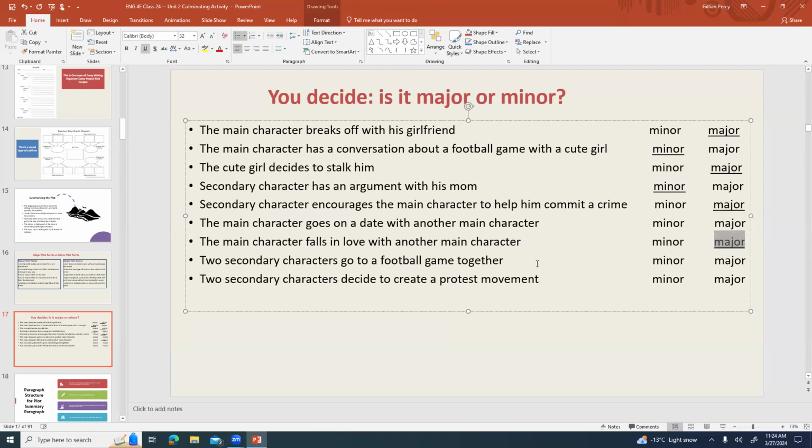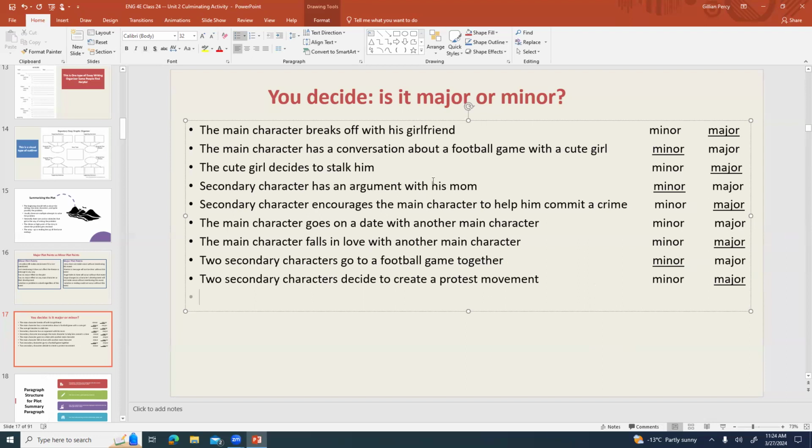Two secondary characters go to a football game together. Again, unless something major happens at that football game, I'm going to say that is probably a minor point. And last, two secondary characters decide to create a protest movement. I'm going to say that would probably be a major event, even if it doesn't affect the main character. I feel like it's going to have to.